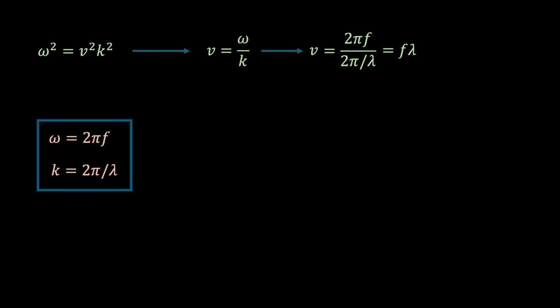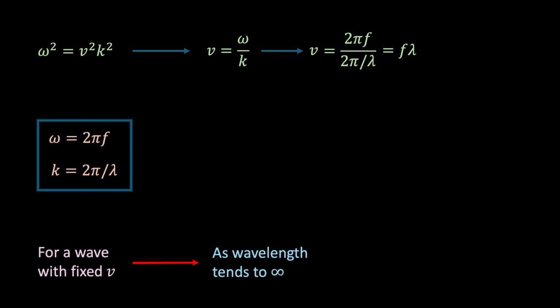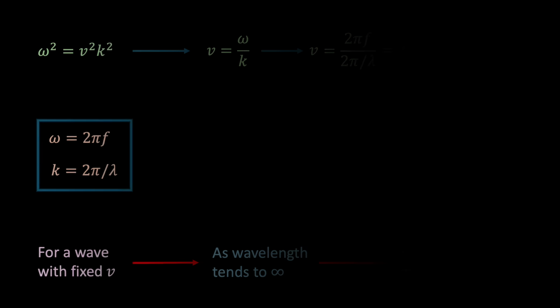Now, here is the key point. For a given physical system, such as waves propagating down a particular rope, the velocity of the waves is constant for that system. And so we see from the equation v equals f lambda that for a wave with a fixed velocity, as the wavelength tends to infinity, the frequency must tend to 0. And this is a feature of any wave that obeys this type of wave equation.